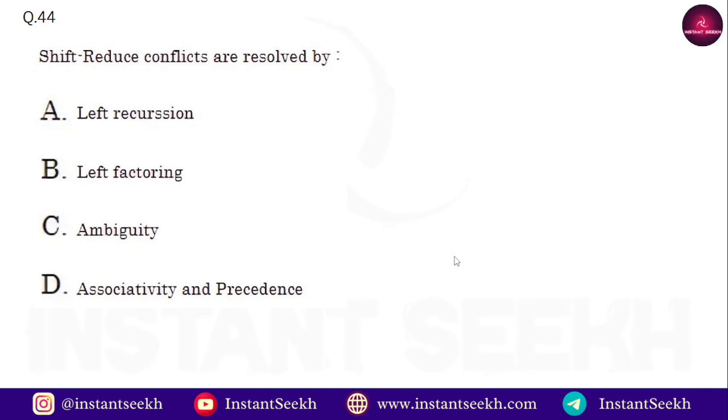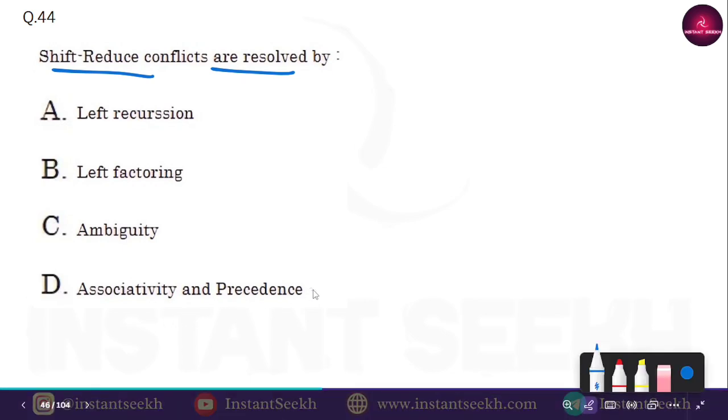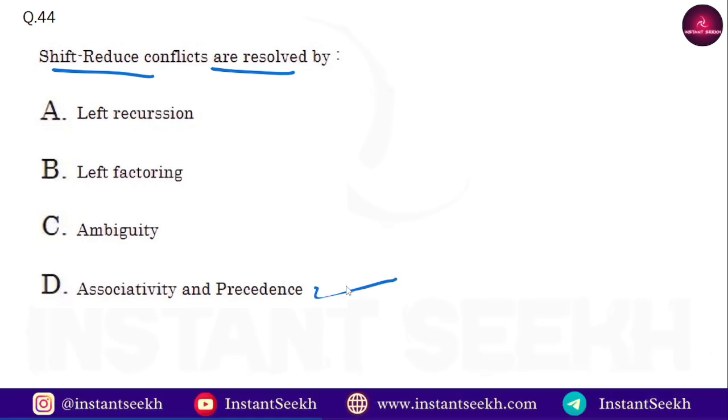Shift reduce conflicts are resolved by what? Shift reduce conflicts occur in parsing where the parser cannot decide whether to shift, read more input, or to reduce, or apply a grammar rule based on the current input stack. Okay, so that is what a shift reduce conflict is. These types of conflicts are basically resolved using associativity and precedence rules.